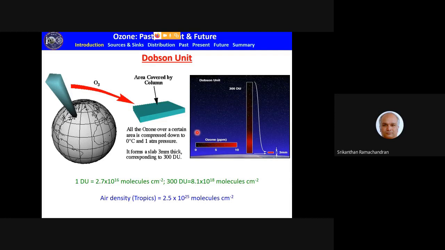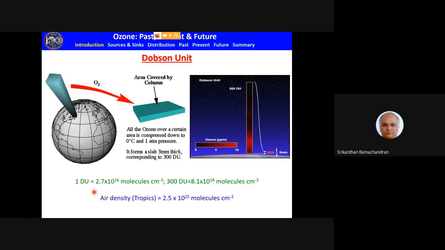I also mentioned that the abundance of ozone in the Earth's atmosphere is low when compared to air molecules, for example. If you look at the air density in the tropics, it is on the order of about 10 to the power of 25 molecules per centimeter squared, while ozone is only about 10 to the power of 18 molecules per centimeter squared. And then the amount of ozone present in the atmosphere per unit area is given in terms of the Dobson unit, just like we say the weight is so much in kilograms, etc.